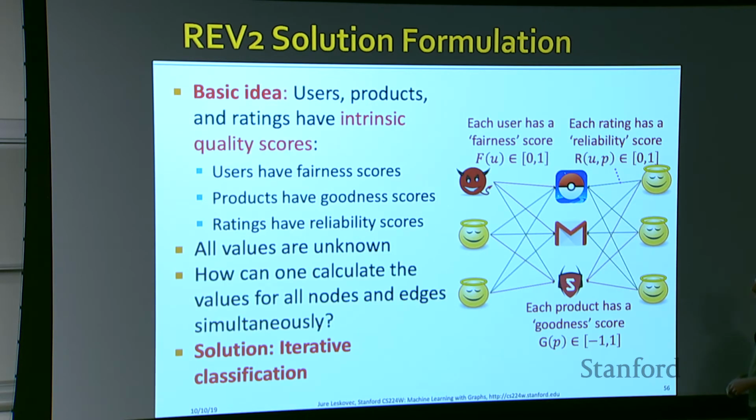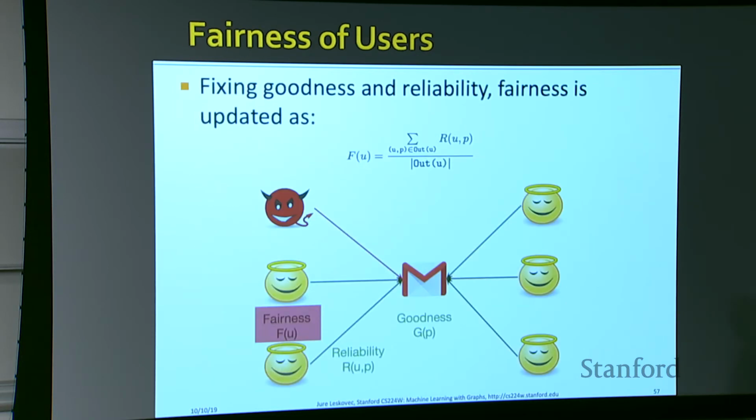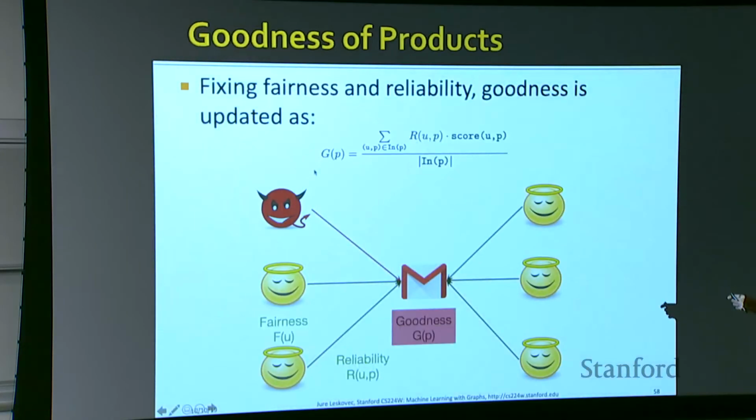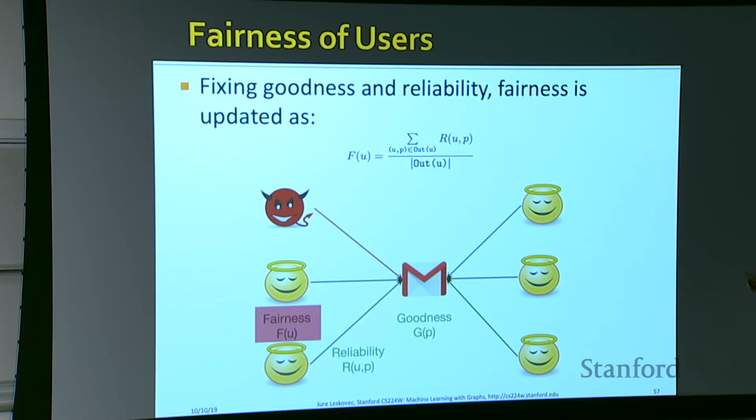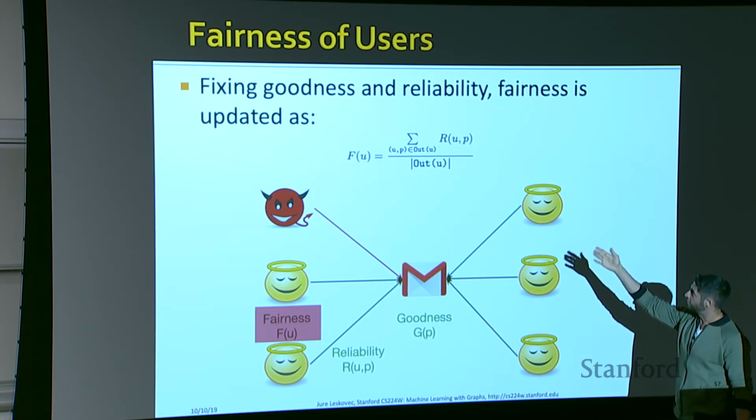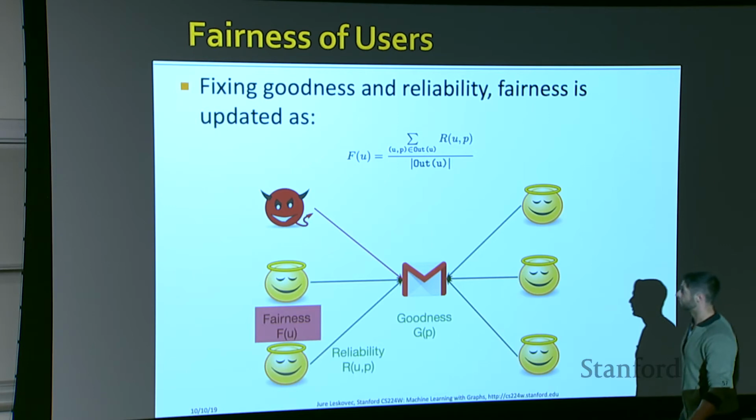So how can we now calculate the values for all the nodes and the edges simultaneously, okay? And as I spoiled to you before, the solution is a more advanced version of iterative classification. So what we're going to do here is fix 2 features at a time, and then we try to update the remaining feature, okay? So for instance, if you want to compute the fairness of a user, we fix the goodness of an item, we fix the reliability of all the reviews, and then the fairness is nothing but the sum of all the reliability of the reviews left by that user, okay?